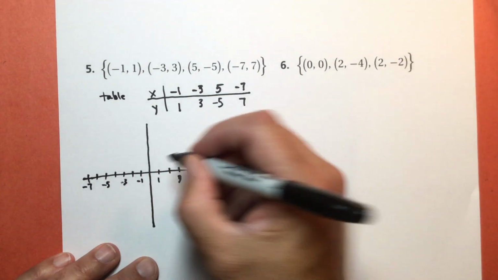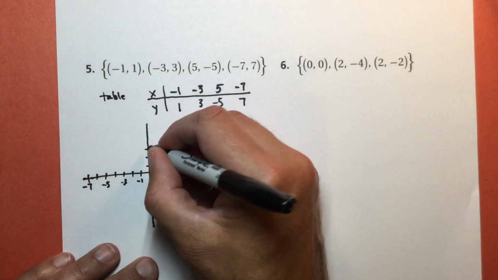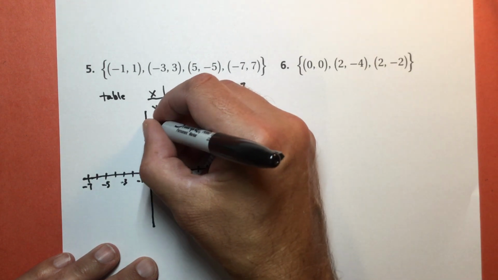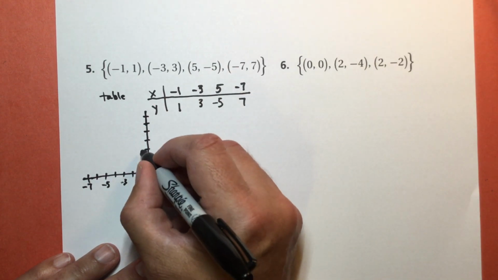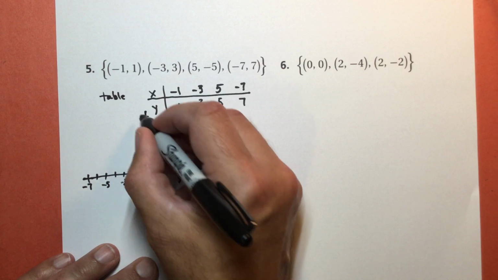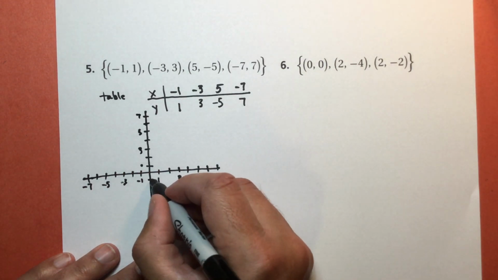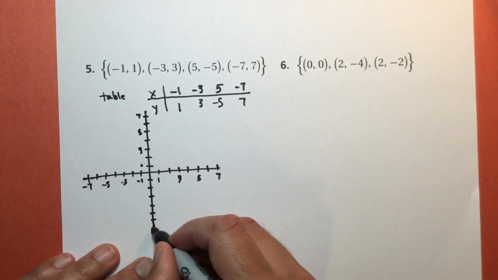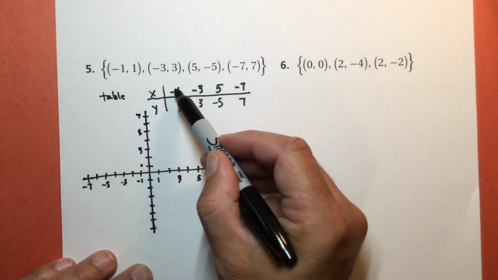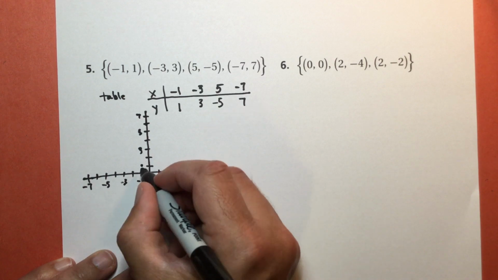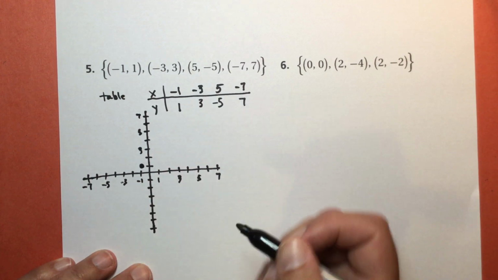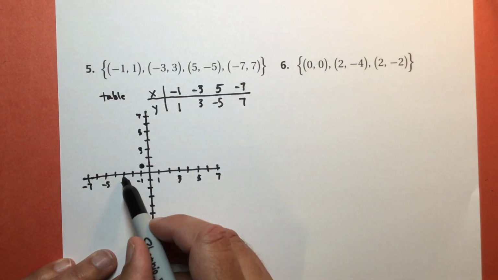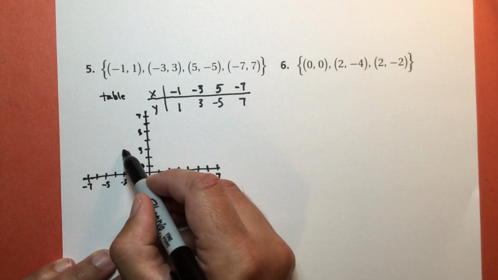For the y's, I've got 1, 2, 3, 4, 5, 6, 7. So again, here's 1, 3, 5, and 7. And -1, -2, -3, -4, -5, -6, and -7. -1 gives 1, so that's actually right there. -3 gives 3, which is right here.